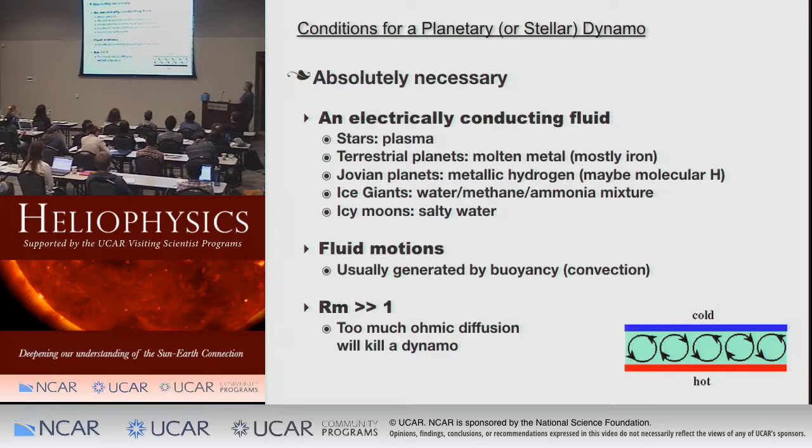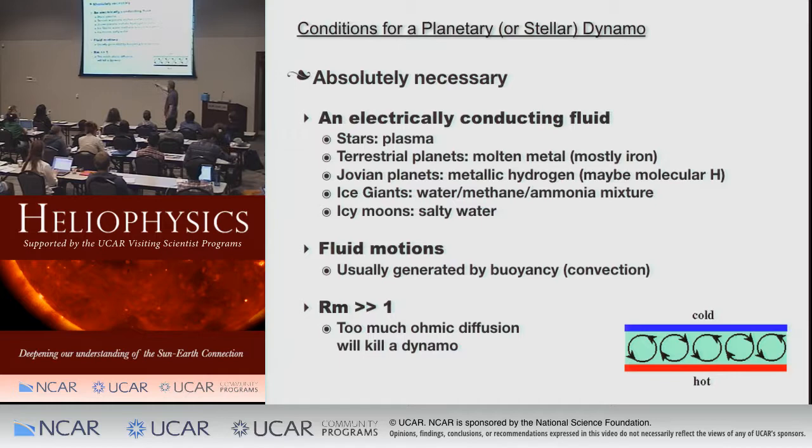And the conditions for a dynamo are, first of all, you need an electrically conducting fluid. For stars, that's a plasma. For terrestrial planets, it's molten metal, mainly liquid iron, which is a good conductor. It's even a better conductor than the plasma of the sun. In Jovian planets, you have metallic hydrogen. And also liquid molecular hydrogen is less conductive than metallic hydrogen, but it still might support some dynamo action. In ice giants, you have water, methane, ammonia, slush or liquid in their cores, which is not as good a conductor, but it appears to be good enough to conduct electricity. Icy moons, even: salty water is a weak electrical conductor. It's not as good as liquid metal, but it's a conductor.